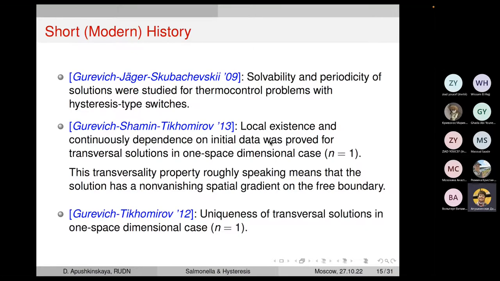So what does it mean? In a very simple explanation, it means that the solution has a non-vanishing spatial gradient on the free boundary. So in fact, they started from the assumption that the initial data has a non-vanishing spatial gradient, and they proved existence and uniqueness. It was local existence. What does it mean? It exists unless the solution loses this transversality property. And it was done for the case n equal one, just for the one space dimensional case.